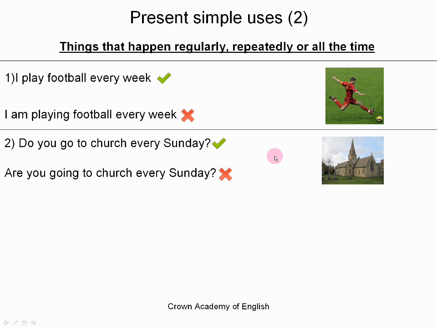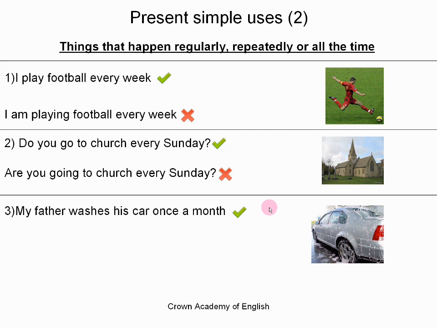And the third example here would be my father washes his car once a month. So once a month we indicate that this is something that happens regularly, and so we must use the present simple tense.